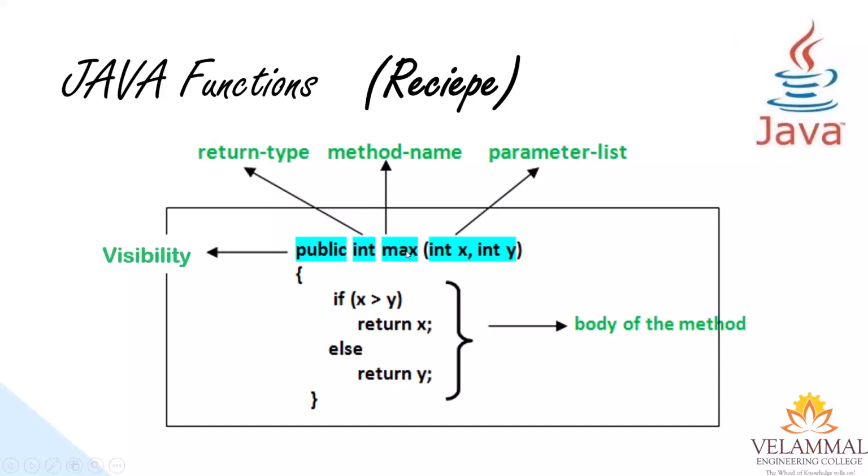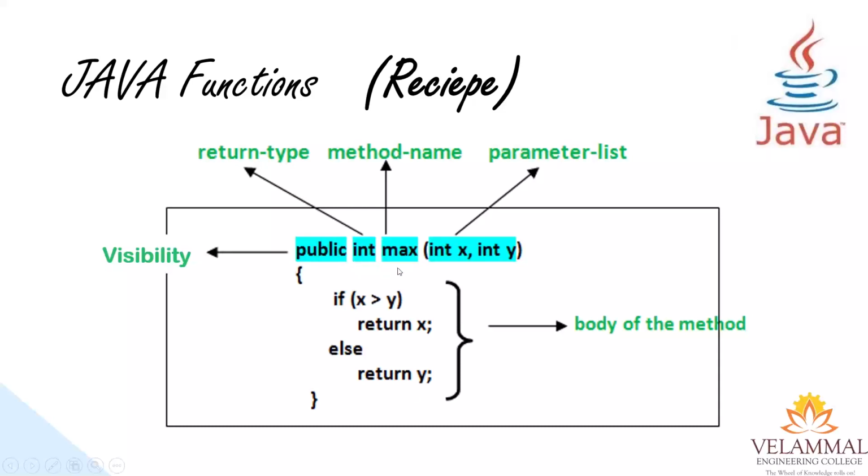The name of this function, that is the name of this recipe, is max. The values that are being passed to this max function are x and y. The return type of this function is integer. That is, once the function completes its execution, it is going to return a number. And the visibility parameter of this function is public, so that any class can be using this max function if they have just imported an object for that specific class.